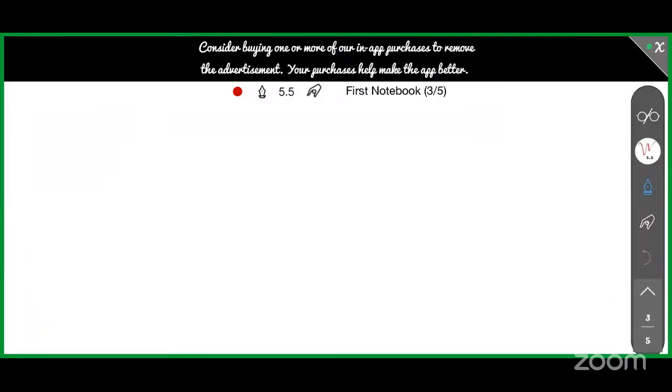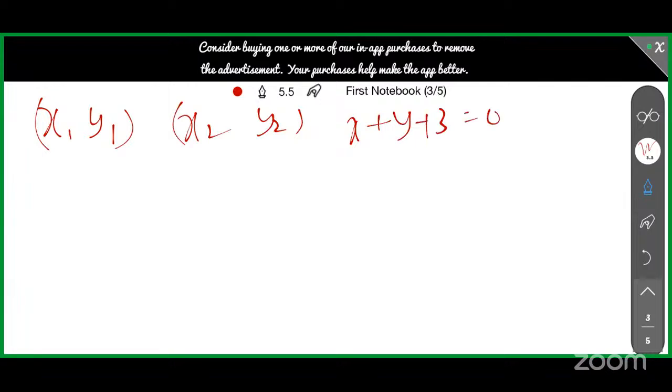The first question that we are going to discuss today is: if x1 comma y1 and x2 comma y2 are 2 points on the line x plus y plus 3 is equal to 0, such that the distance of each of these points to this line is root 5. That means the distance from this point and from this point is root 5.